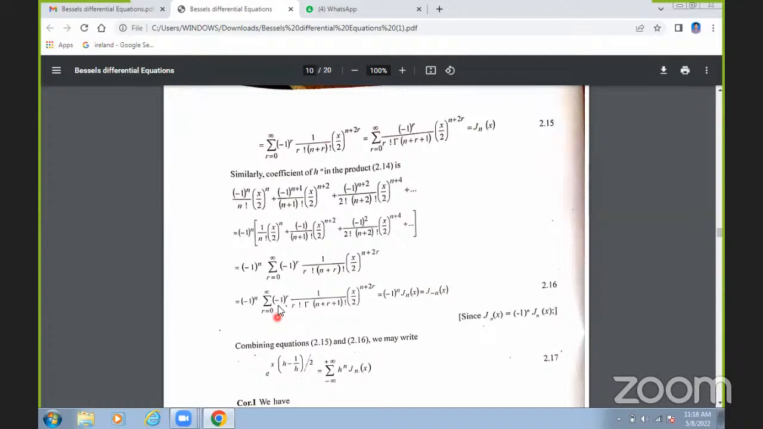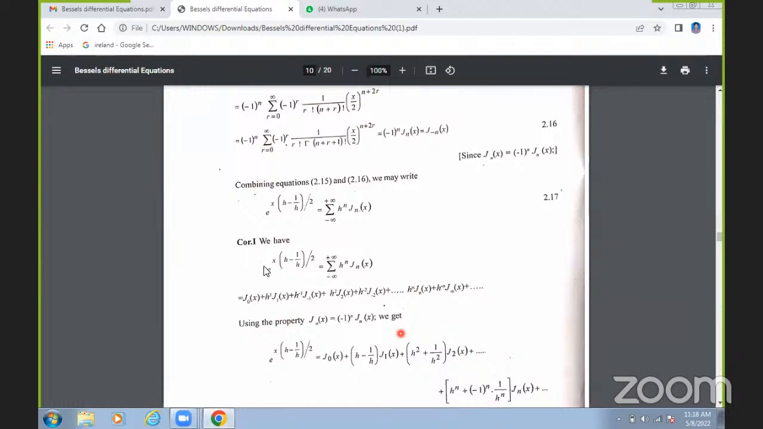Here we have r equal to 0 to infinity, so the limits will be changed to minus infinity to plus infinity. This is the equation we are going to get. This is what we call a generating function.